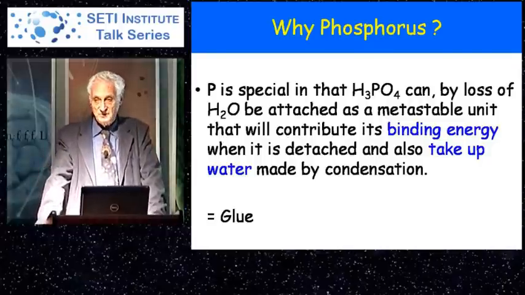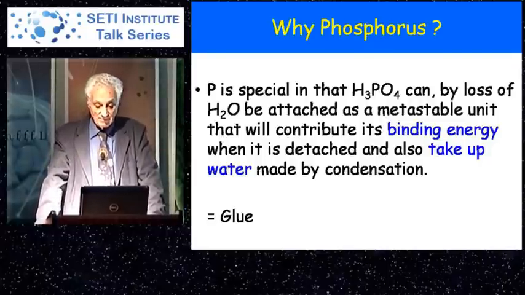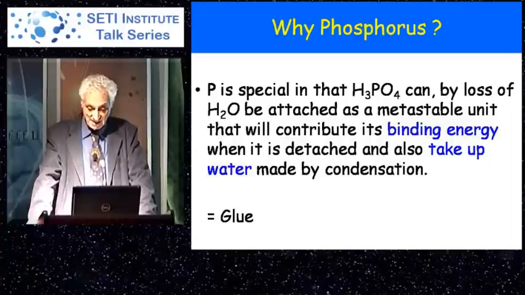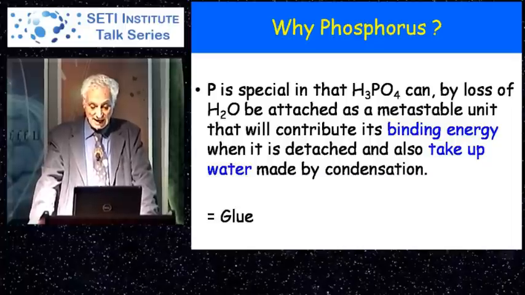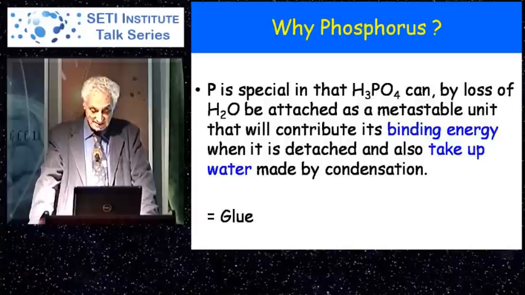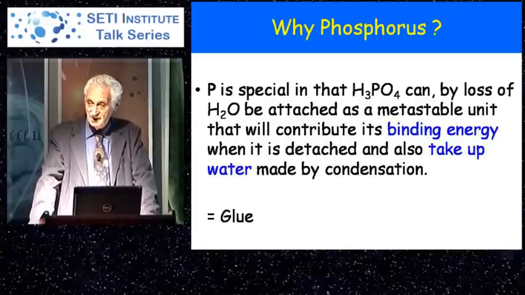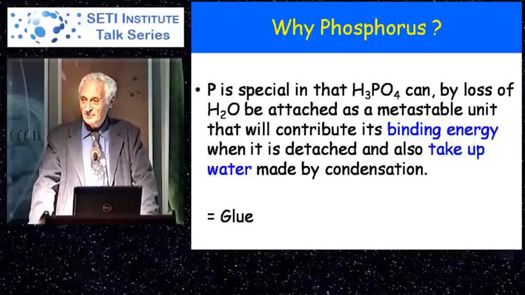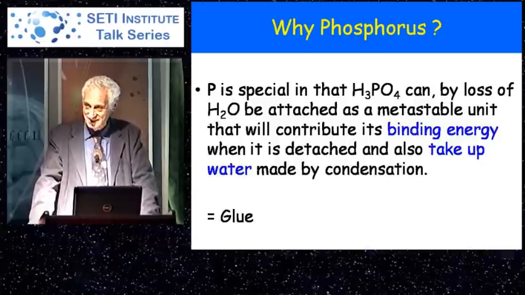Next, why phosphorus? Phosphoric acid can, by loss of water, be attached as a metastable unit. Then it becomes HPO3. And it will contribute its binding energy when it's detached. And it will also take up water. So you've got a glue, something that can energize reactions, take up the water formed by the reactions, and so drive reactions to happen.